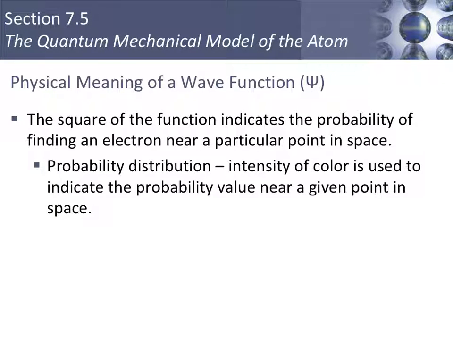So, in order to solve some of the problems that came about with the Bohr model and to deal with this idea of uncertainty, the quantum mechanical model of the atom was developed. And the quantum mechanical model is a mathematical model that can be interpreted as giving information about the probability of finding electrons at any particular point.